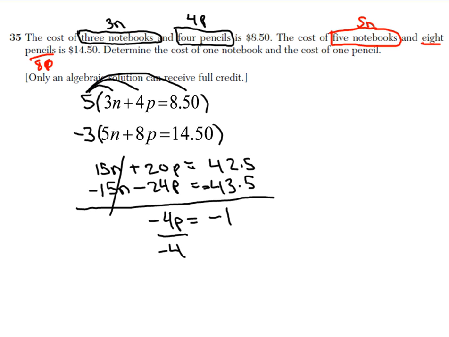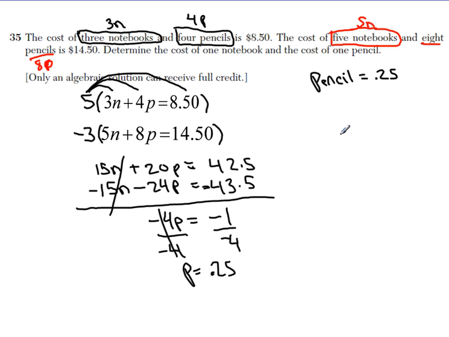Divide by negative 4, and p is going to equal 0.25. So 1 pencil costs 25 cents. Now we have to find the cost of one notebook.